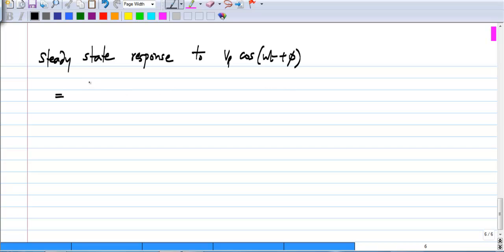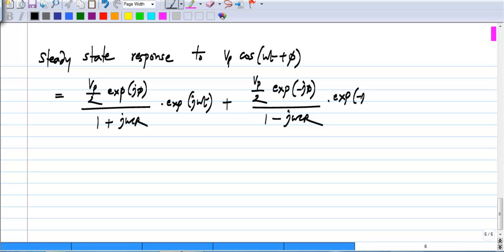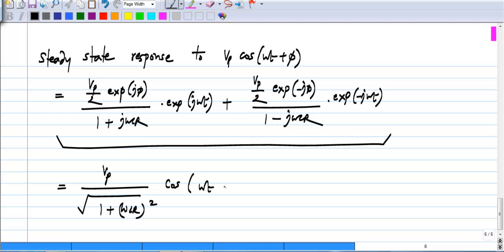This is simply Vp by 2 exponential j phi divided by 1 plus j omega CR exponential j omega t plus Vp by 2 exponential minus j phi divided by 1 minus j omega CR times exponential minus j omega t. And this part, you can do the simplification yourself. You will find that the answer is Vp by square root of 1 plus (omega CR) squared times cos(omega t plus phi minus tan inverse omega CR).